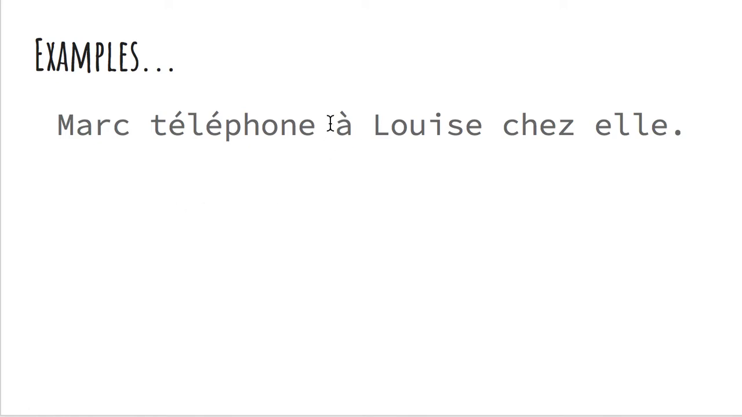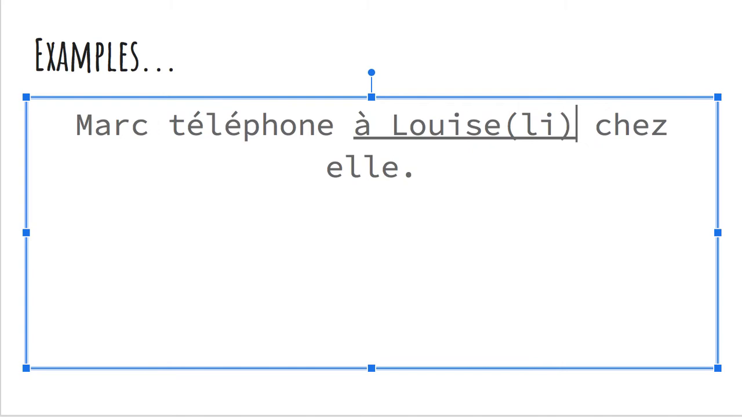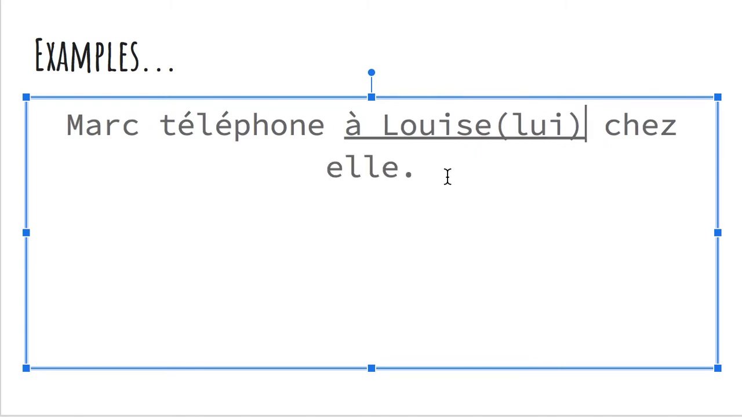Okay, I'm going to go ahead and start explaining. So there's no me, te, nous or vous. There's no le, la, les. There is a à Louise, which is going to change to lui because Louise is one person. Okay? And there is a chez elle, which is how you say at her house. If you're looking at your cheat sheet, chez is a commonly used word with a location because it literally means at the house of. So that is going to be replaced with a y.